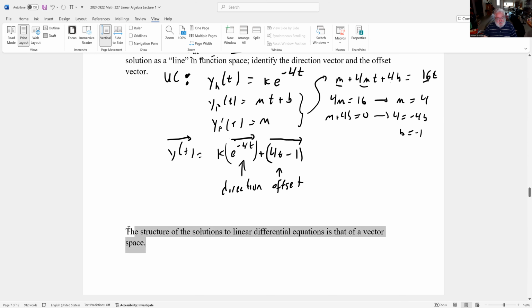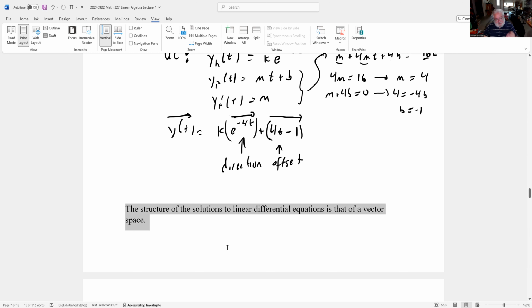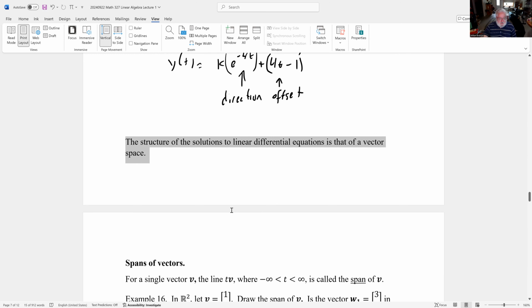The point is that the structure of solutions for linear differential equations is that of a vector space. When we're solving differential equations, we can think of them as being vectors, and we get a nice one-dimensional vector space here. The k is telling you how far you can go in each direction.